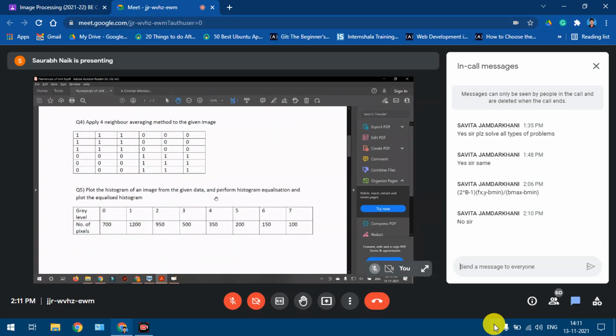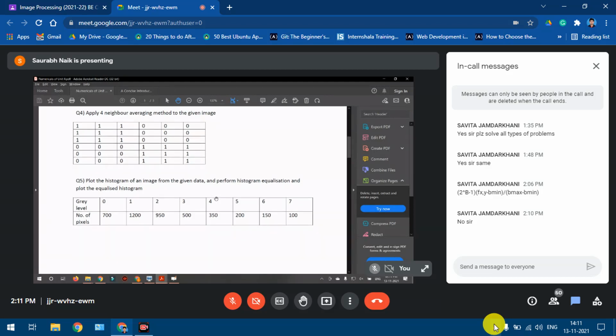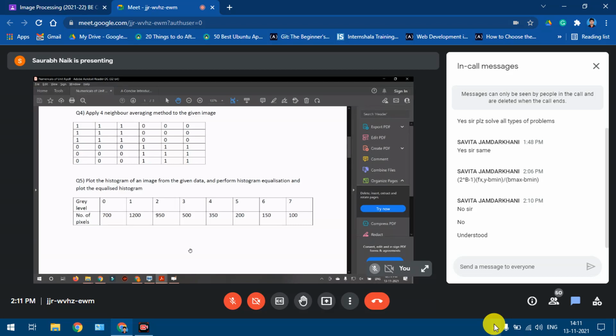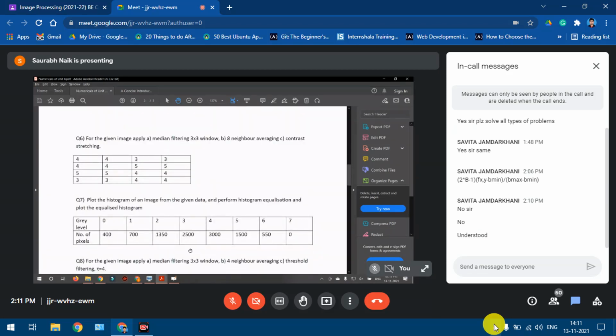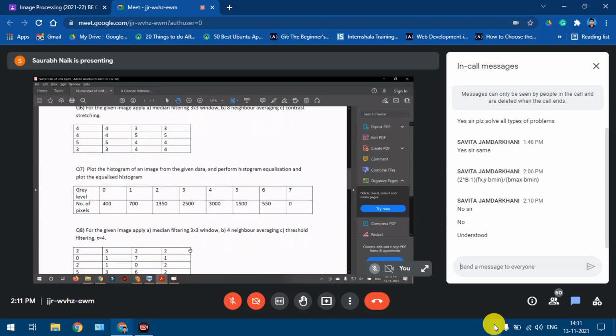Okay, histogram equalization. What about histogram equalization? Should I solve this, or y'all have understood that concept? Okay. Neighborhood averaging, median filtering, contrast stretching, histogram equalization.